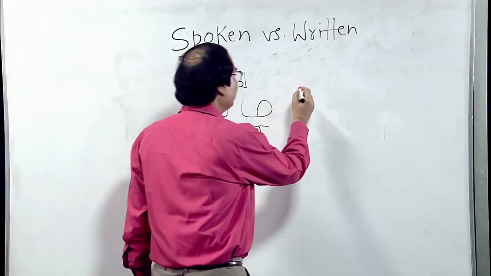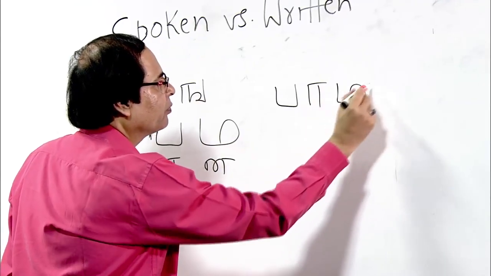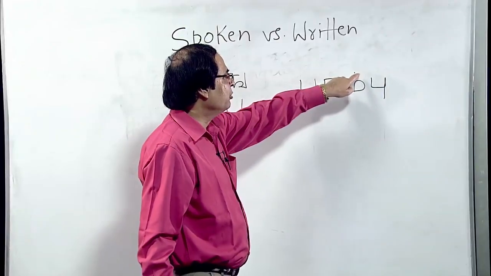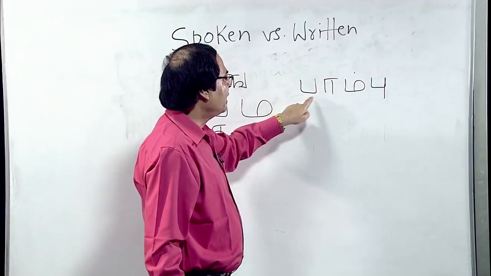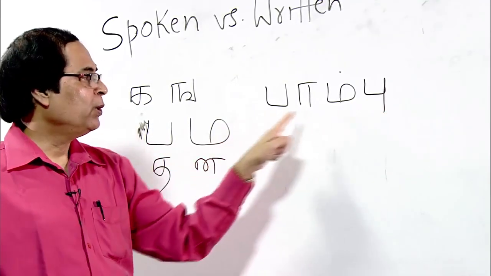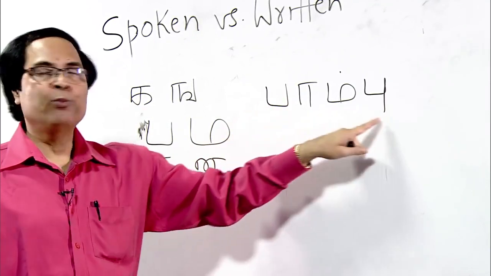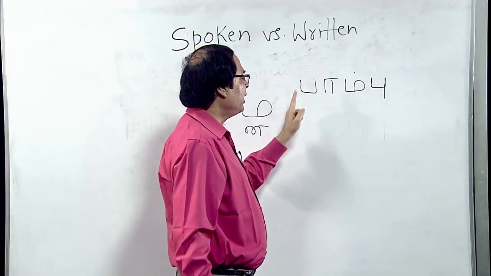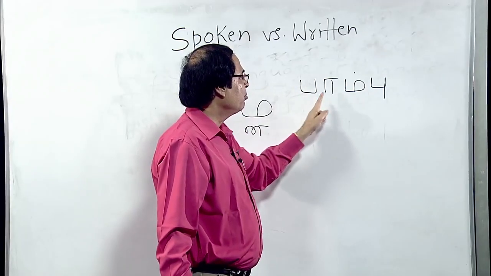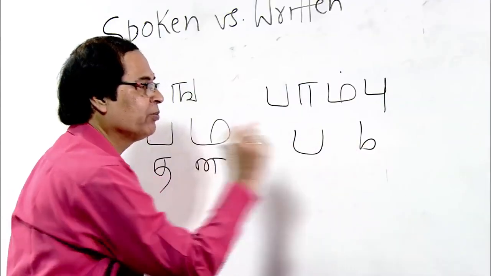When they write words, what will happen? You will write, for example, this is for without vowel sound. So, now pa, a, ma, pa and u. A person who does not know Tamil will pronounce it as pampu, but a Tamil speaker will not pronounce it as pampu. They will pronounce it as pambu. So, this pa also represents ba.